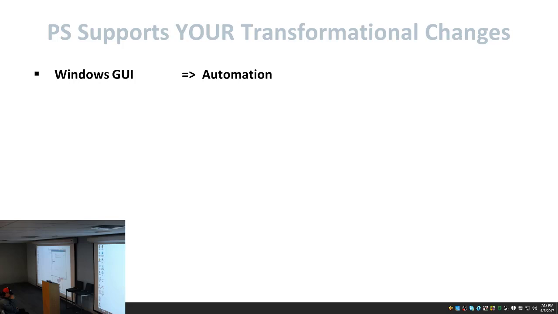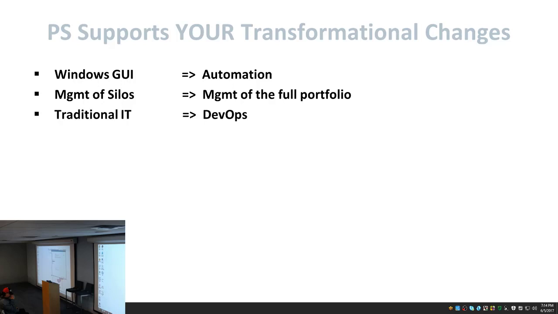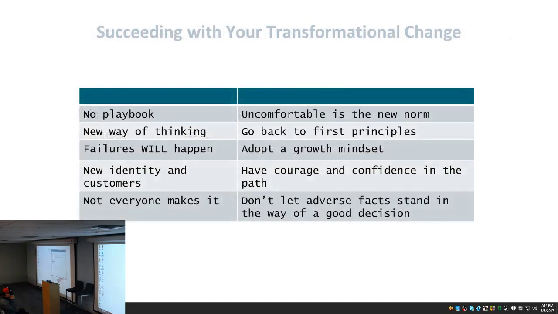Now, most of the people in the room have already done one. They've transformed from being Windows, click, click, click, click next administration to automation. Many of you are still on that journey. But you have a bunch of journeys ahead of you, right? Your companies want to get out of this silo management and they want to be able to manage everything. That's a transformational change. You're moving from traditional IT to DevOps, moving from on-premises to the cloud, right?